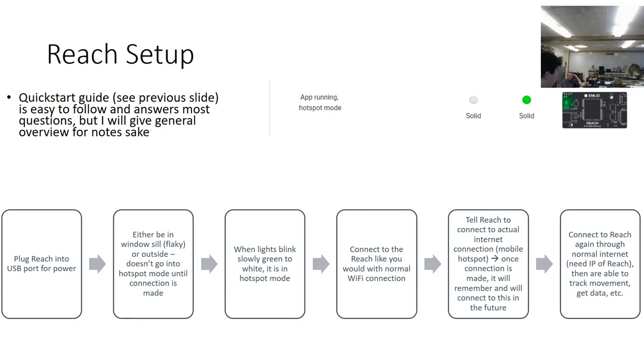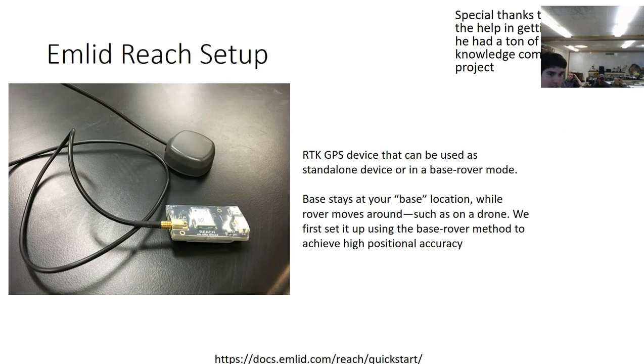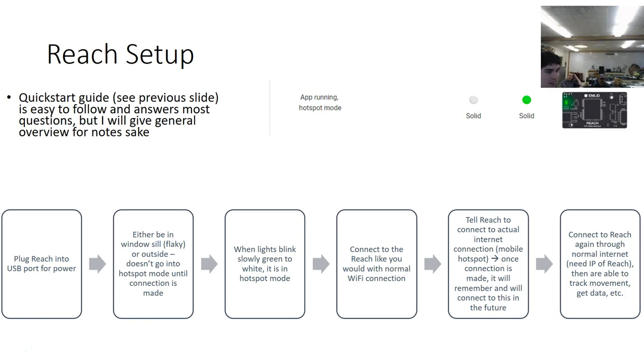I created a flow chart in here just for future reference if anyone wants to look back, as well as down there is the Quick Start website, which explains it in a pretty good way. The only thing that it leaves out, but I put into here, is that you need to either have it in a windowsill, which can be kind of flaky, or take it outside when you first boot it up to make a connection. Otherwise, it doesn't let you connect to it. Yeah. They don't really mention that on their things for some reason.